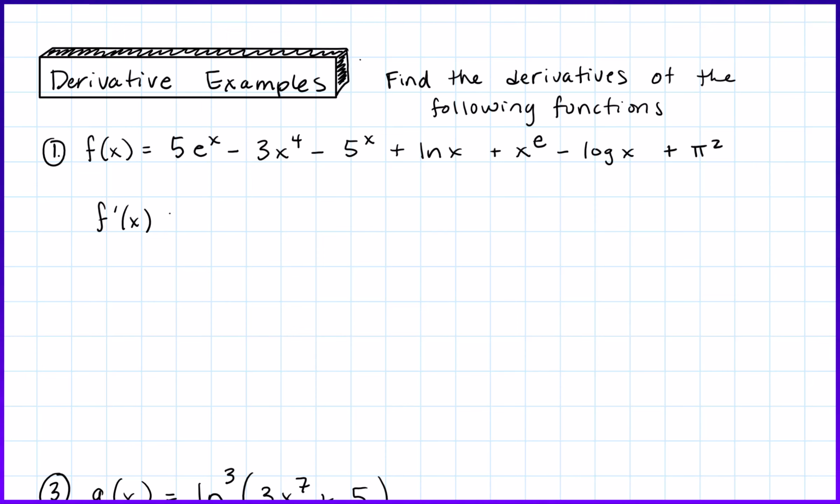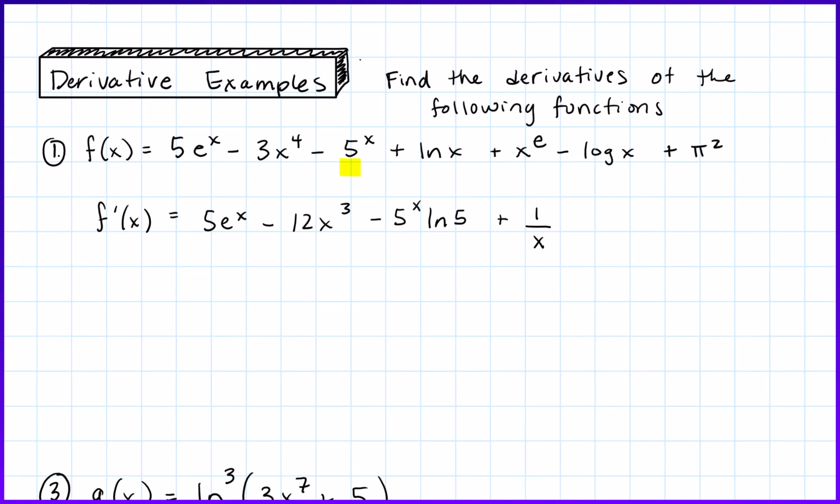So the derivative of 5e to the x is 5e to the x, just an exponential function. This 3x to the fourth, we're going to just use our power rule, so that's 12x to the third. Then we have 5 to the x. Now 5 to the x is an exponential function, but it's a base other than e. So the derivative formula here is going to be 5 to the x times the natural log of 5. Then we're taking the derivative of the natural log of x. That's going to be 1 over x.